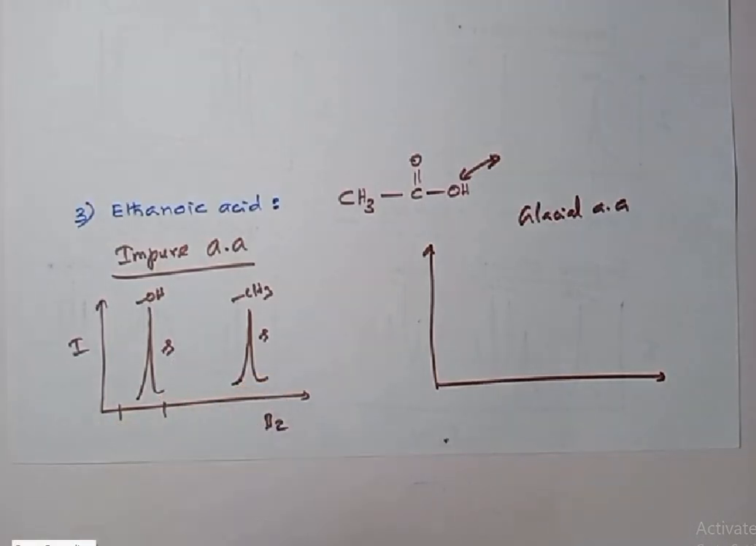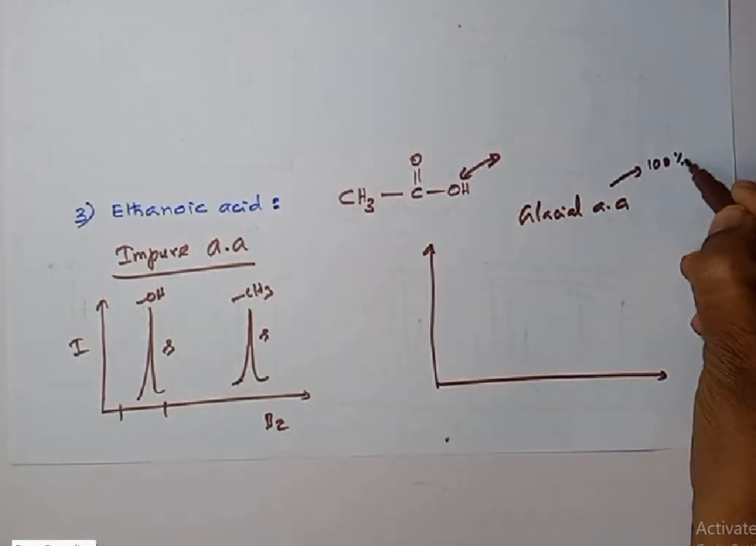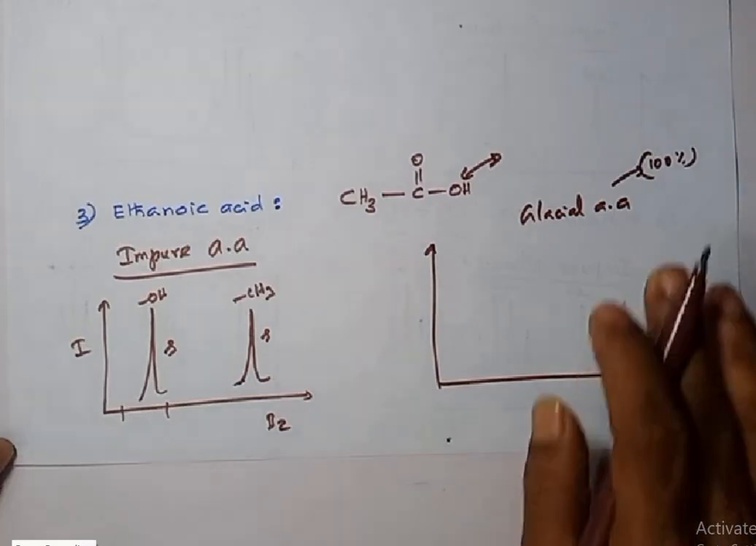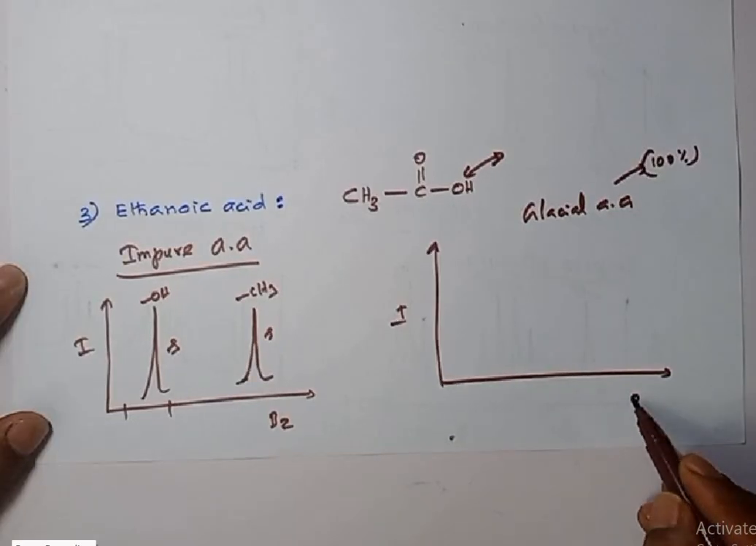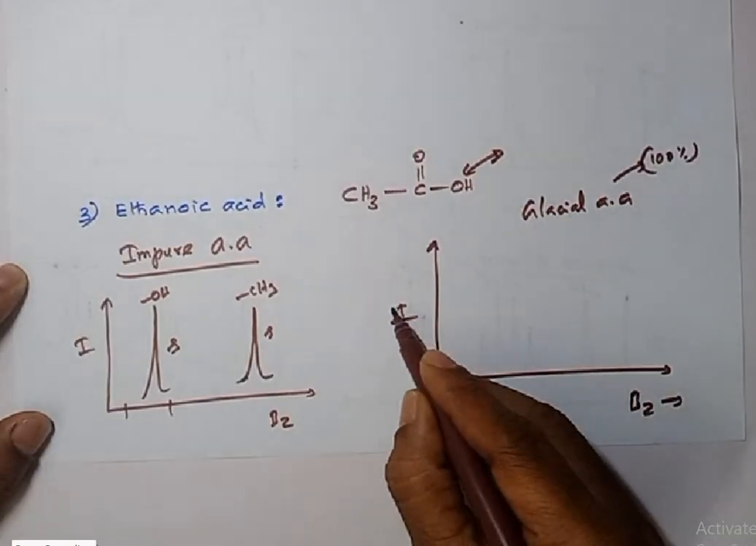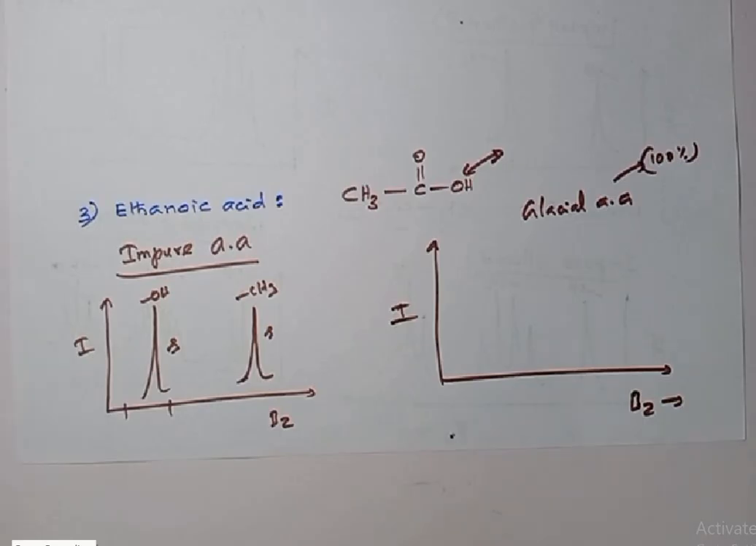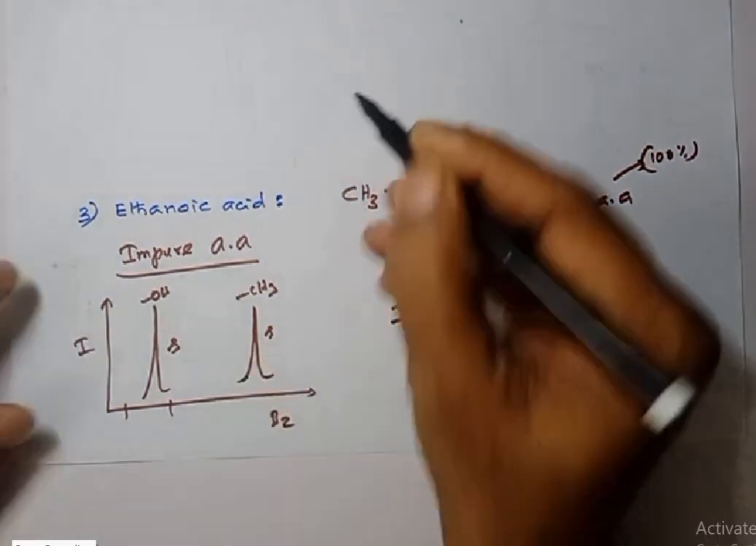Tell me what is glacial acid. Glacial means 100% pure acetic acid, correct? In the case of pure acetic acid, how will the spectrum look? Anyone tell me, what will happen? How will the spectrum appear? The OH proton a quartet? Is your answer correct? Just check it. No coupling. Why? Because these protons are not adjacent.